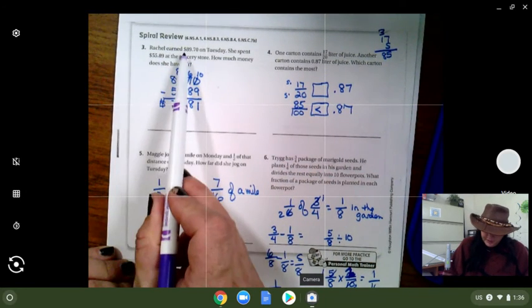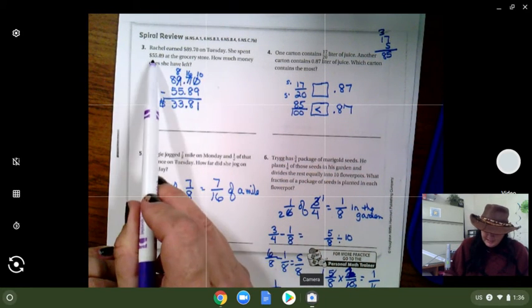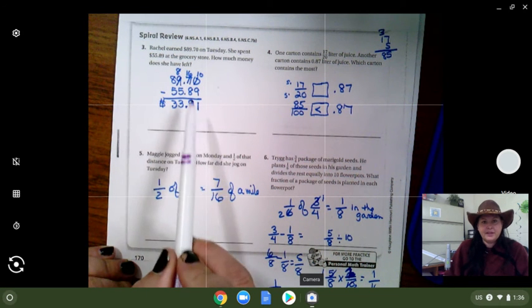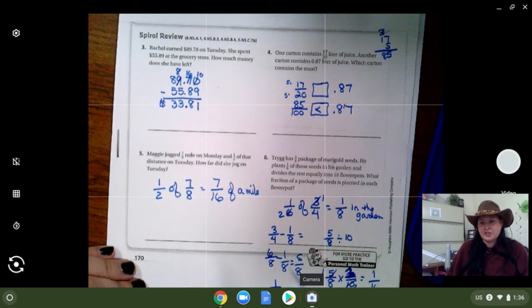So Rachel earned $89 on Tuesday. She spent $55 at the store. How much money does she have left? When you line up your decimals and do that subtraction, you have $33.81 is the amount she has left.